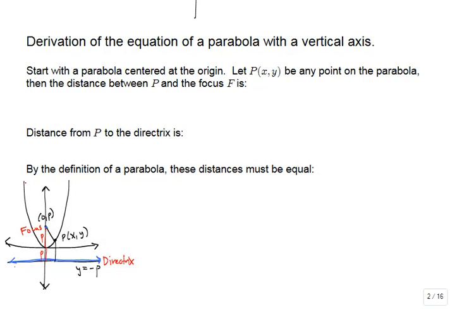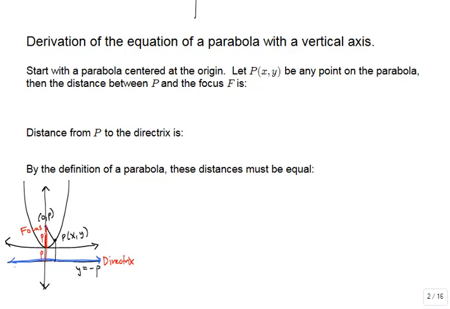So we're going to start with a parabola centered at the origin, and that's mainly just to make our life easy. We're going to pick a point P to be some random x comma y, and our focus is going to be some point inside of a parabola, and I'm going to call its coordinates 0 comma p. It lies on that y-axis, so its x coordinate is 0, and I'm going to let this distance from the origin up to that focus be p.